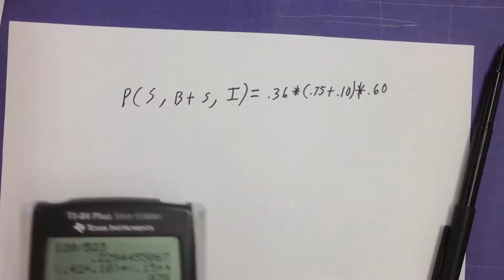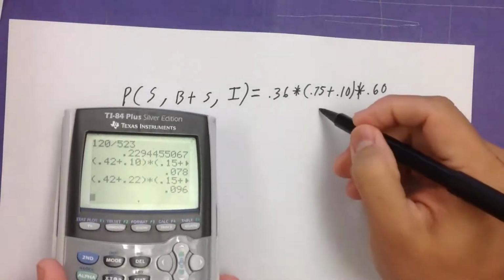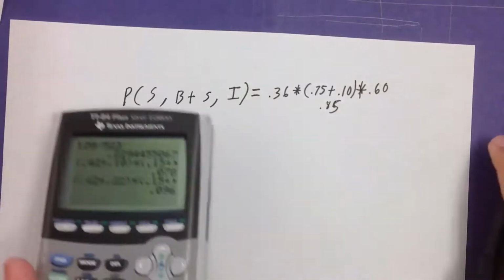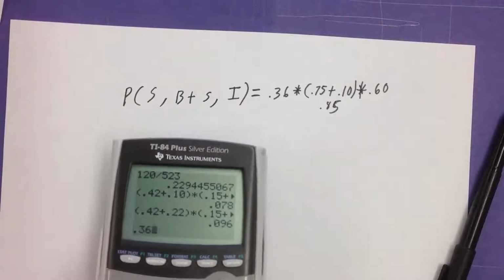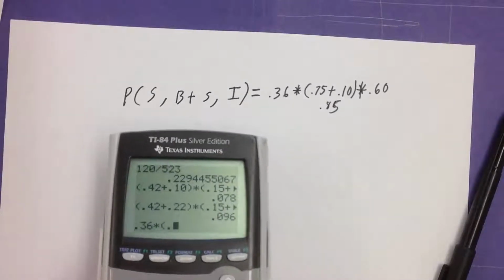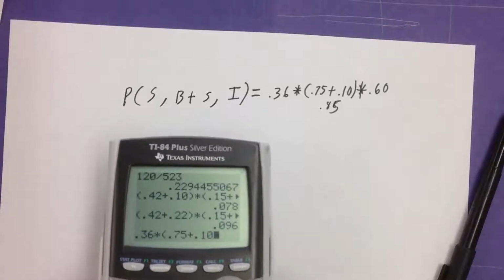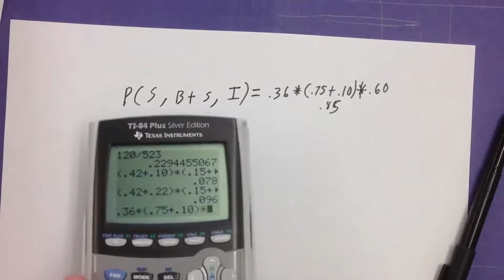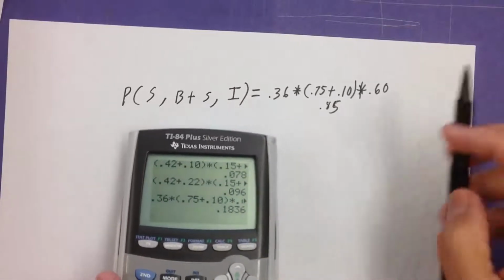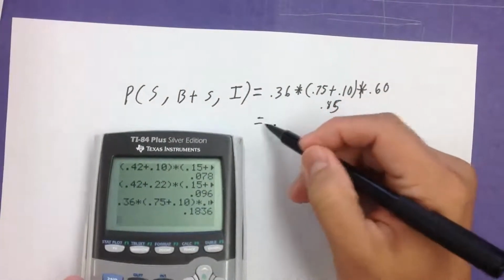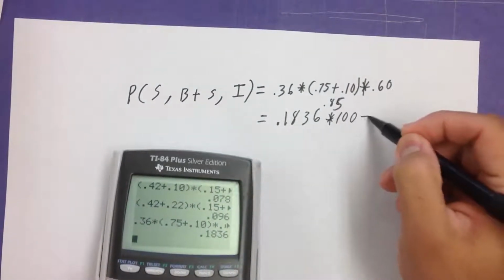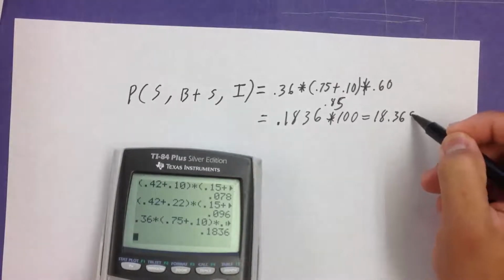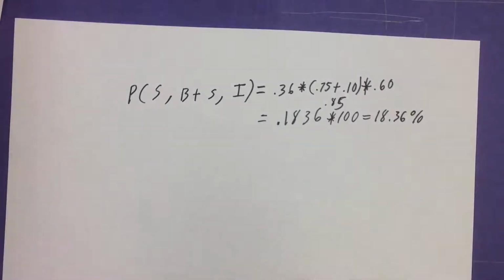Now, parentheses are important, or you just add them beforehand. So I could say this is 0.85, or I can do the math. So 0.36 times parentheses 0.75 plus 0.10, which stands for 10%, times 0.60. And that comes out to 0.1836. Which, if I multiply this by 100, gives me 18.36%. And that's what we got right here for this particular one.